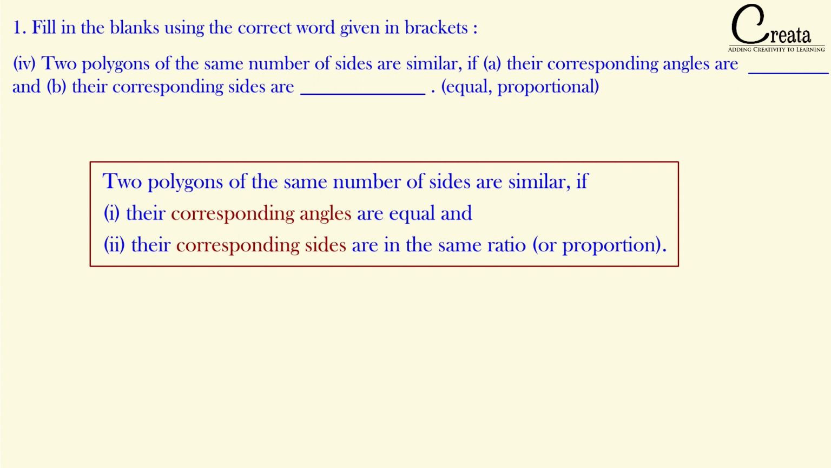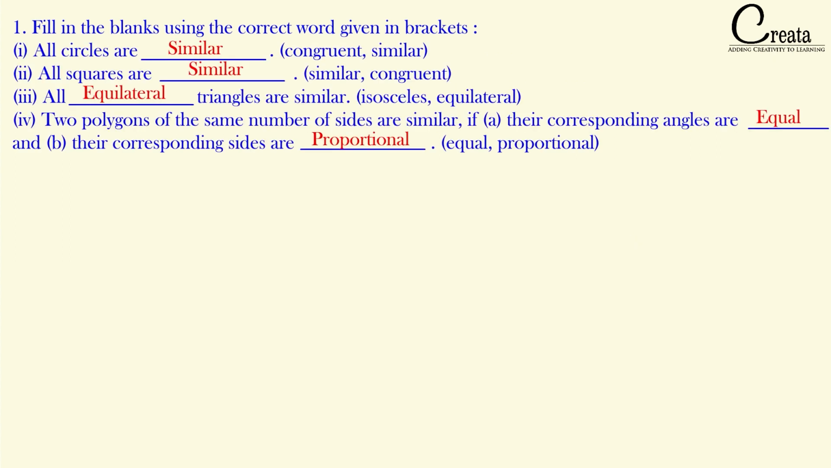First part, the corresponding angles are equal. The corresponding angles are equal in case of similar polygons. Second, their corresponding sides are proportional. The corresponding sides in case of similar polygons are proportional to each other. Got it? So that is the answer of part 4 and the first question.